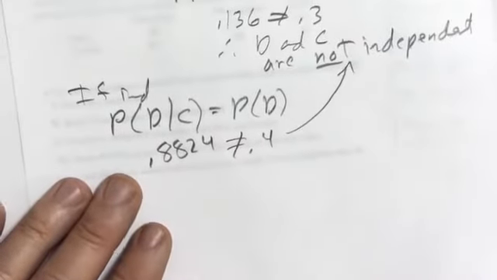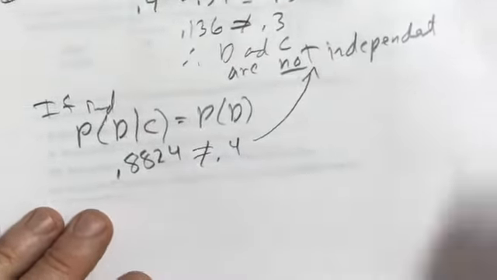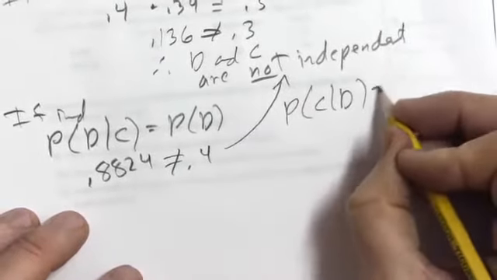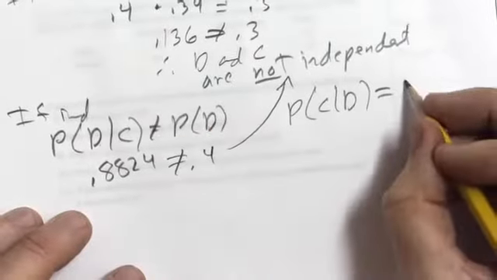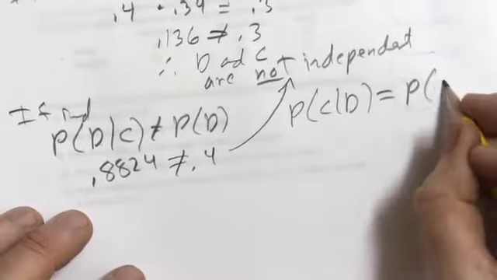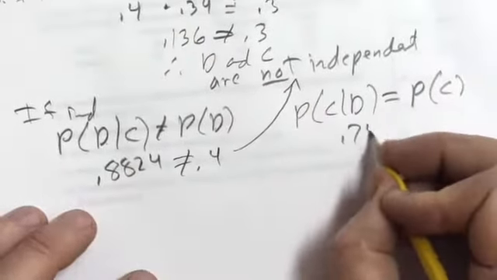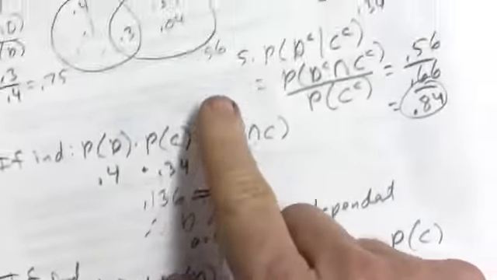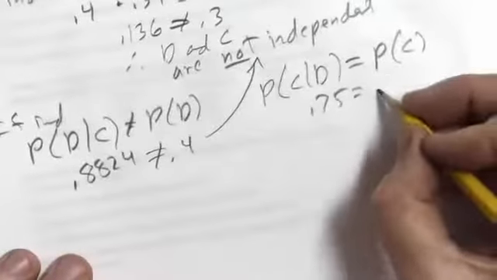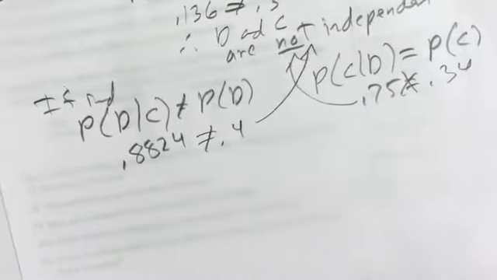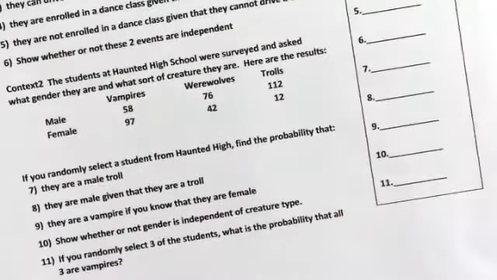Therefore, they're not independent. And similarly, you could say the probability of C given D, if they're independent, would equal the probability of C. Well, C given D, we found that to be 0.75. And the probability of C is 0.34. They're not equal. Therefore, these events are not independent. They are influencing each other, in other words. So that is that.